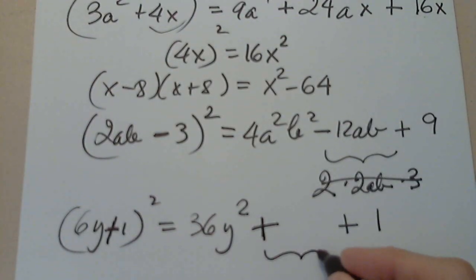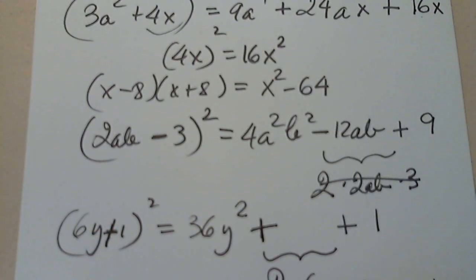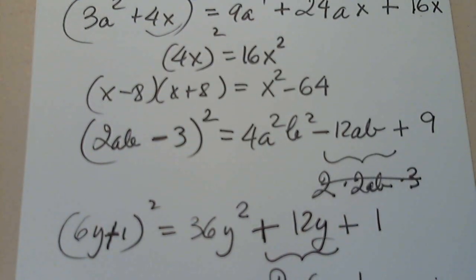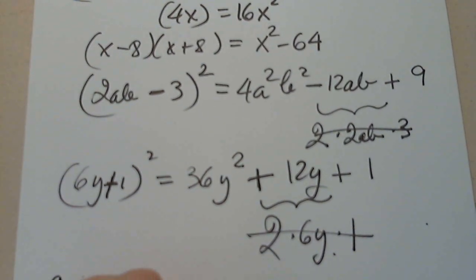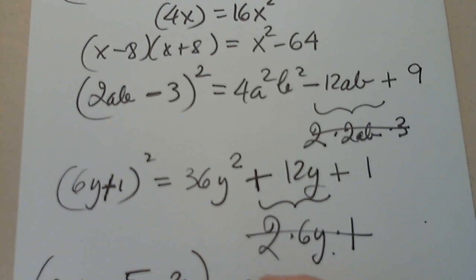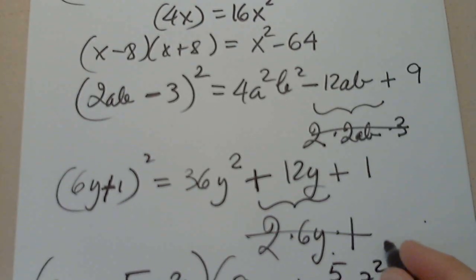Perfect. And now we know that the middle one has to be 2 from the formula. First term is 6y. And the second term is 1. Write it like this, then cross it out and put it where it belongs. 12y. 12y. And then you can simply cross it out. Good. Here's another. 9p minus 5/9 z squared multiplied by 9p plus 5/9 z squared.